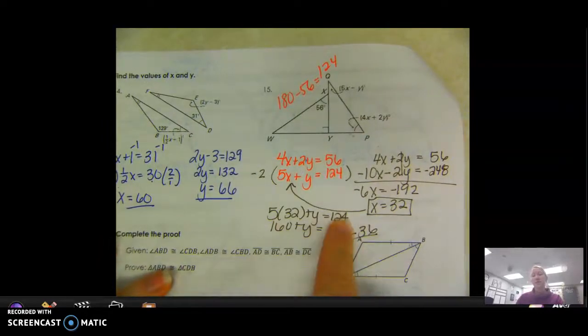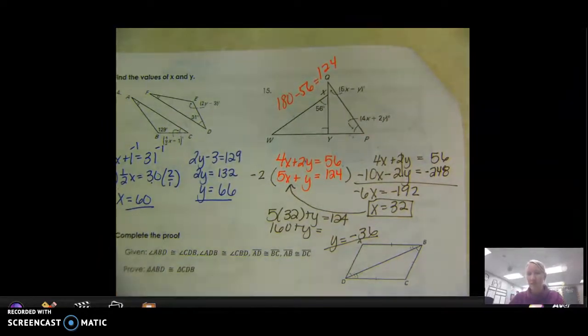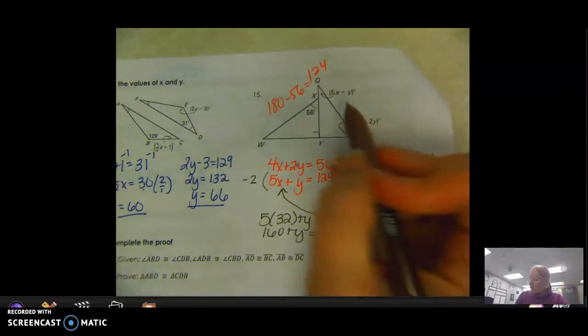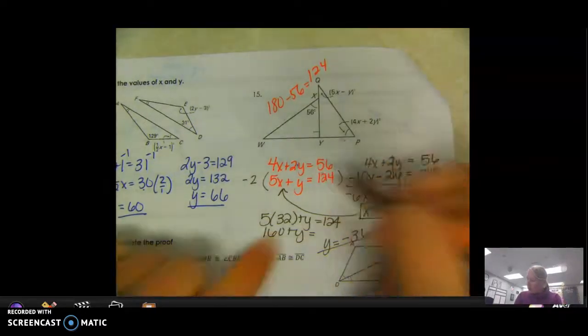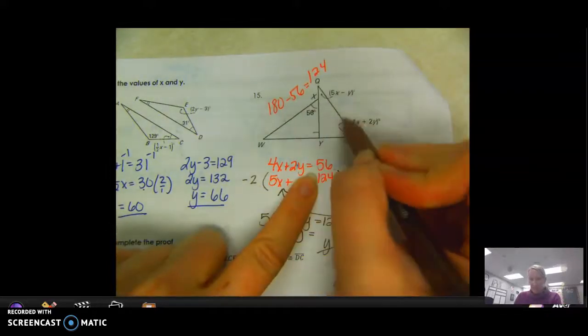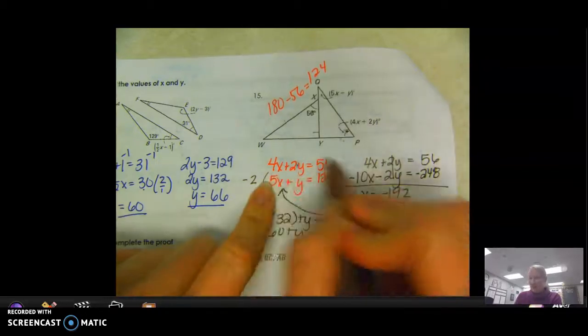15 is a concept you guys learned about in Algebra 1, so you have to remember back to Algebra 1. It's when I have two variables and I have to solve a system of linear equations. So what I have here is I know that 4x plus 2y is equal to 56, this angle right here. So I write that equation down.